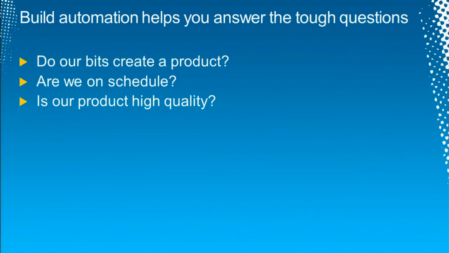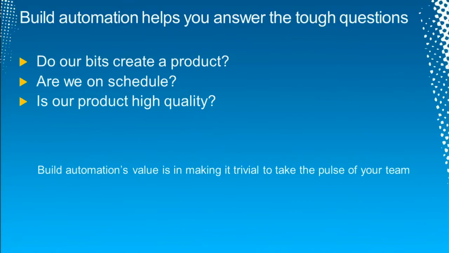Is our product of high quality? Developers will often say, I'm done. Yeah, I'm done. And you go, so you're done. Well, yeah, I just got to do this, and I got to change these hard-coded paths to be dynamic variables, and I got to do a couple things here. We really want to know, are we done? And done means, yes, not only have you written the code, but it passes our quality gates. It's something that we know the user will accept. So ultimately, we're looking for build automation to make it trivial to take the pulse of our team, to know how we're doing collectively.